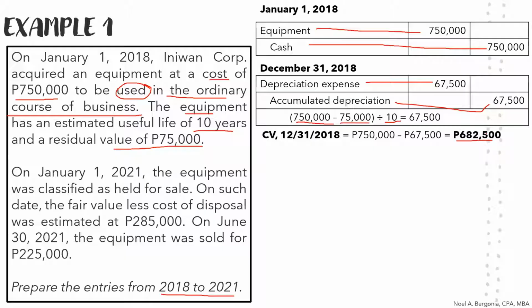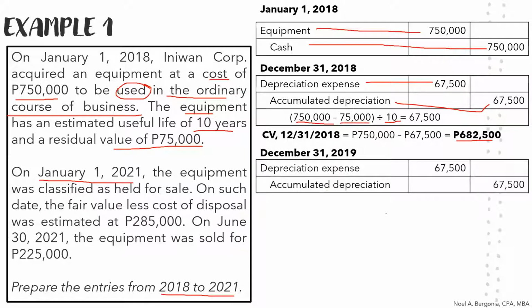Okay, so wala pa namang classification na held for sale, kasi as mentioned here in the second paragraph, on January 1, 2021 pa po na-reclassify. So let's just continue pa rin yung pagde-depreciate. On December 31, 2019, debit depreciation expense, credit accumulated depreciation, 67,500. Okay, the carrying value in 2019 is now 615,000 na.